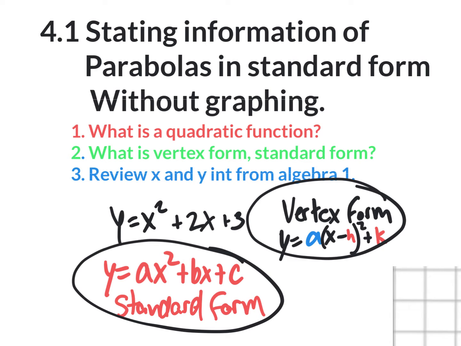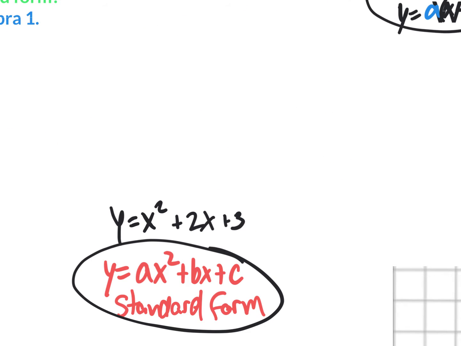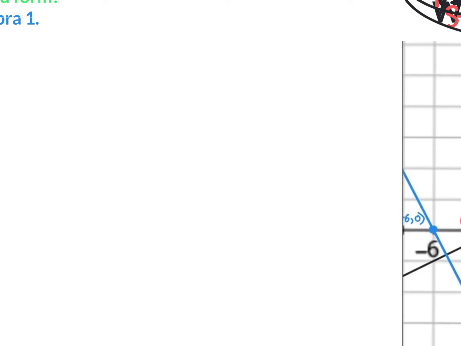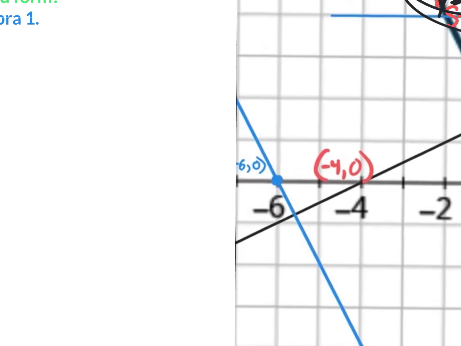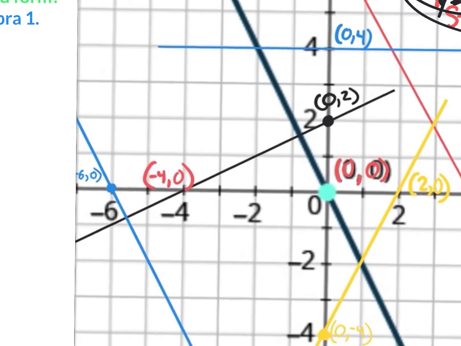What else do we need to know right here? It says, review x and y intercepts from Algebra 1. Do you guys remember x and y intercepts from Algebra 1? Anybody? Yeah, what is an x-intercept? What's the definition of an x-intercept? The point where your line crosses the x-axis, or your graph crosses the x-axis. So I have a little example here. Here's an xy plane with a bunch of lines on it.